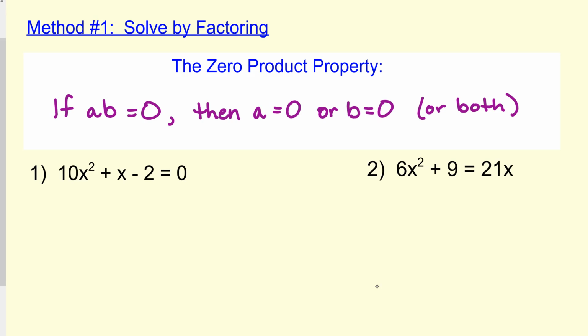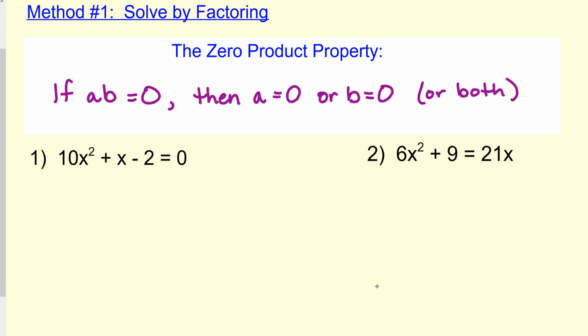So let's take a look at number 1. We have the quadratic equation 10x squared plus x minus 2 equals 0. And we can factor the left side of the equation. It factors into 5x minus 2 times 2x plus 1.